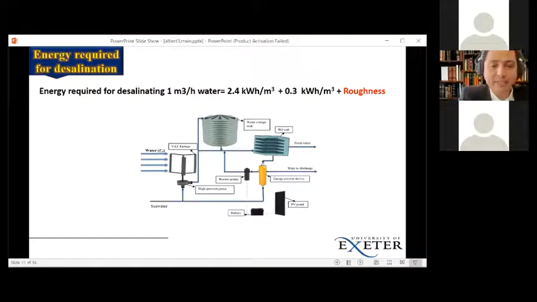Energy required for desalination. Energy consumption for desalinating 1 cubic meter per hour using RO desalination system is between 2 to 4 kilowatt hours per cubic meter. We calculated the amount of energy consumption inside the RO unit as 2.4 kilowatt hour per cubic meter for seawater with salinity of 30 ppt. The energy usage for transferring seawater to RO unit and the storage tank in the desalination system was calculated, which was about 0.3 kilowatt hour per cubic meter. So the design RO desalination system requires 2.7 kilowatt hour per cubic meter for producing 1 cubic meter per hour fresh water.